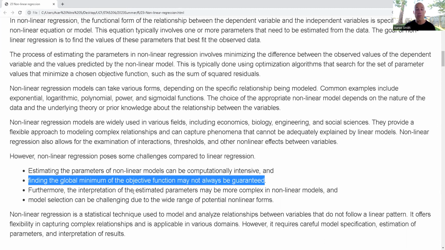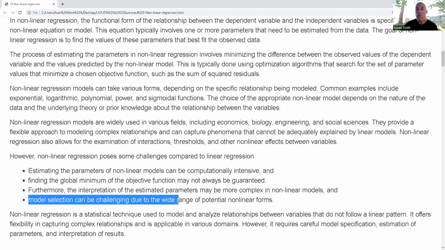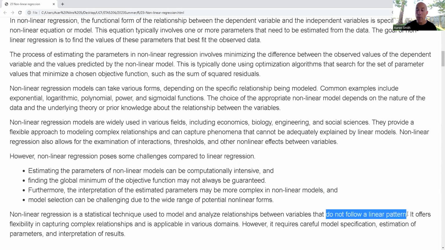Furthermore, the interpretation of the estimated parameters can be way more complicated than in linear regression, and model selection can be a challenge because we have so many more options with the equational forms of our models. So nonlinear regression is a statistical technique to model and analyze relationships between variables that do not follow a linear pattern. It offers flexibility in capturing complex relationships, and it's applicable to a lot of domains. However, it requires careful model specification, careful estimation of parameters, and careful interpretation of the results.